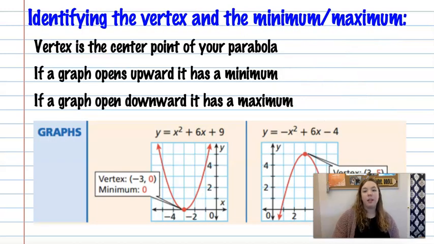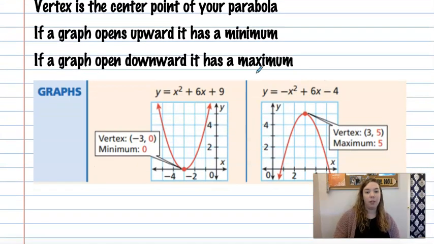Identifying the vertex and the minimum or maximum. Vertex is the center point of your parabola, so the very middle. On either side would be a mirror image here. So vertex is the very center point. If your graph opens upward, it has a minimum. So this would be an example of a graph with a minimum of 0. You would just say what its y value is. The very smallest y it has is 0.